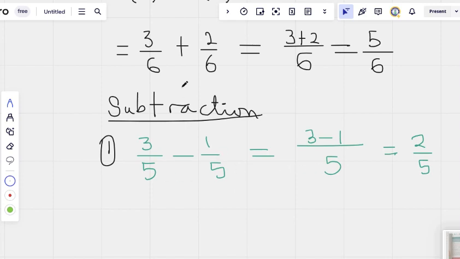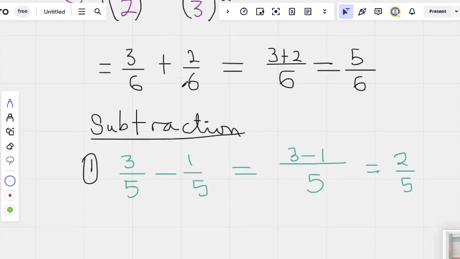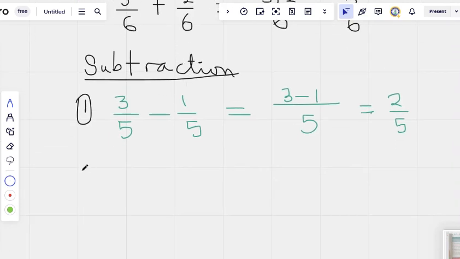Now let's take a look at question 2. 1/2 minus 1/3, we use subtraction. 1/2 is bigger than 1/3. I hope you know that. If you want to know, you change to decimal. 1/2 as a decimal is 0.5, and 1/3 as a decimal is 0.333. So 0.5 is bigger than 0.333. So that's how you know, okay?